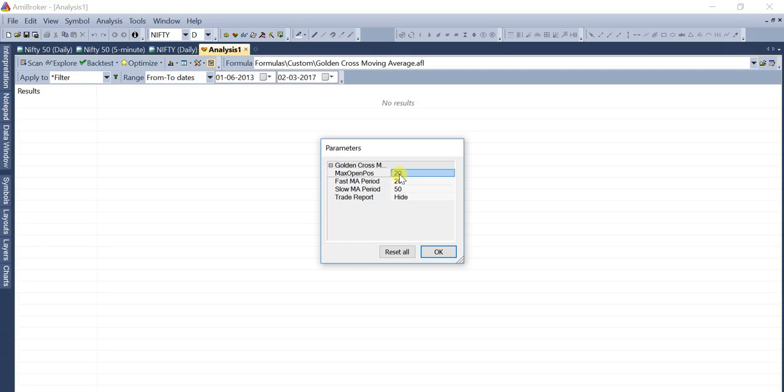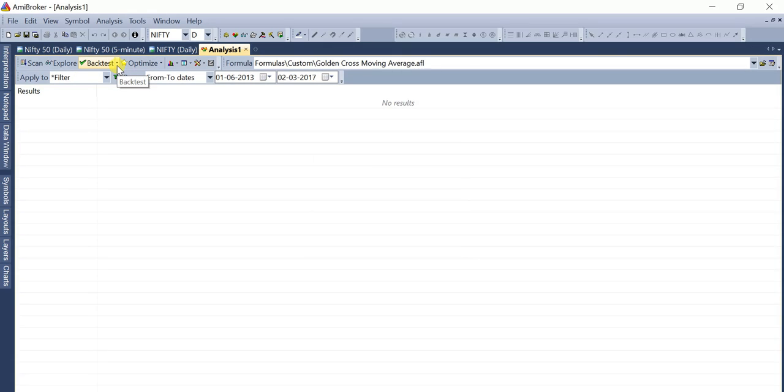Here the maximum open position is 20, so that means we are simultaneously trading in all the stocks that are available in my database and in which there are signals of trading, anything like buy or short. So this will create 20 equal parts of the equity and invest it in different signals in different stocks. This is a 20 period moving average, that is a short moving average, and a 50 period moving average, that is a medium moving average. And click this as OK.